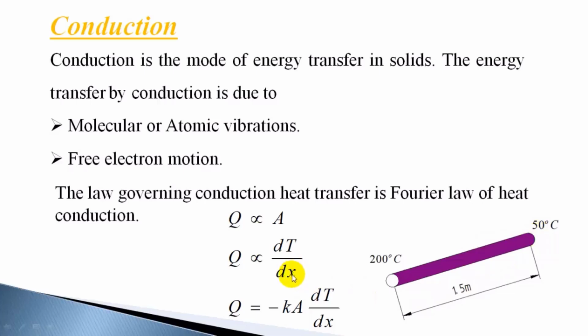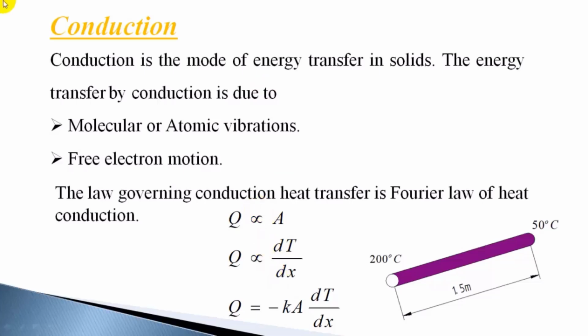So temperature gradient gives the rate at which the temperature is changing with the distance. So it depends on the temperature gradient. So Fourier law states that the heat transfer by conduction is directly proportional to the area normal to the direction of heat flow and also proportional to the temperature gradient.